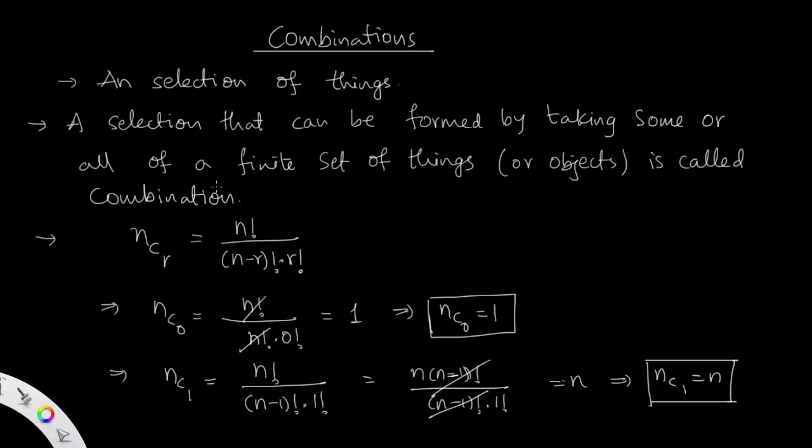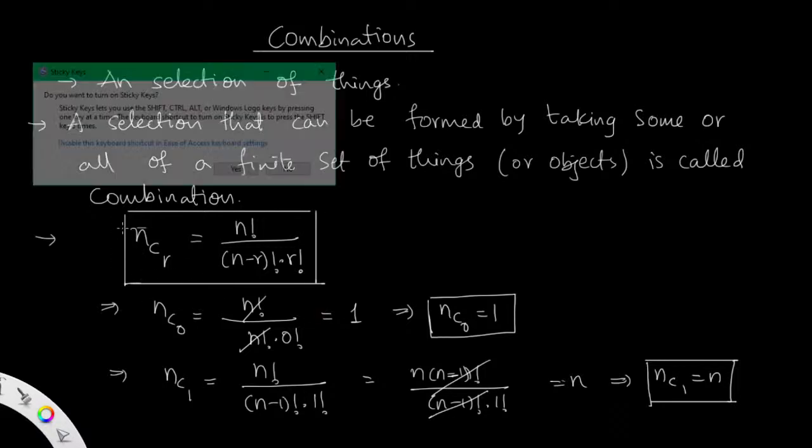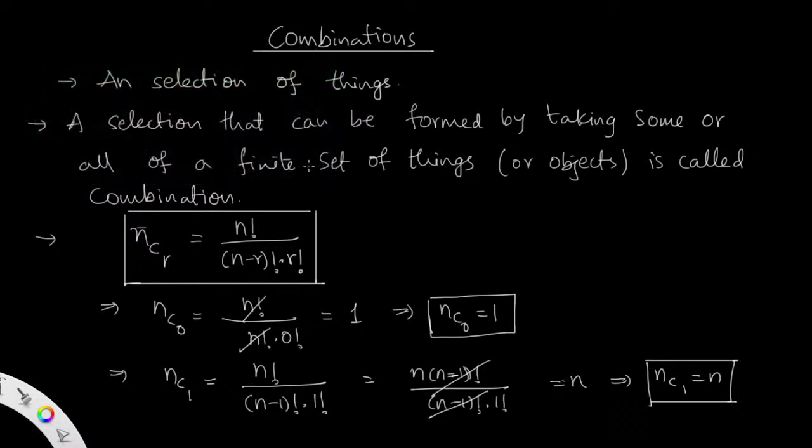Next, what is the formula? Combination means selection of things. A selection that can be formed by taking some or all of a finite set of things or objects is called a combination, denoted by NCR. NCR is the formula n factorial by n minus r factorial into r factorial.